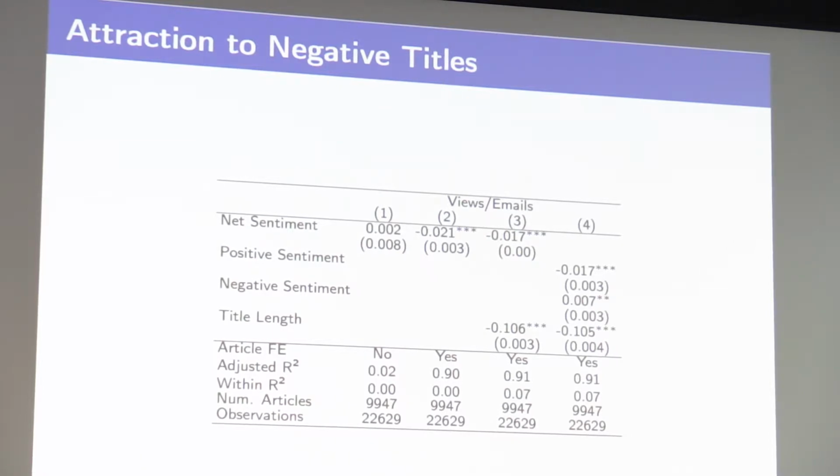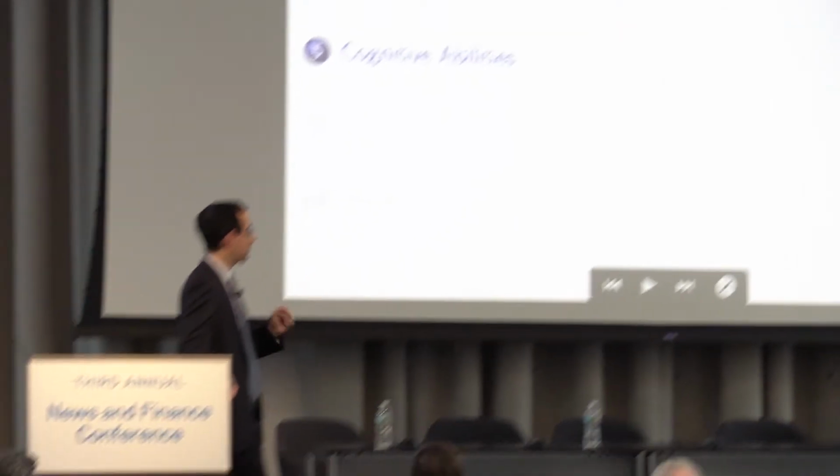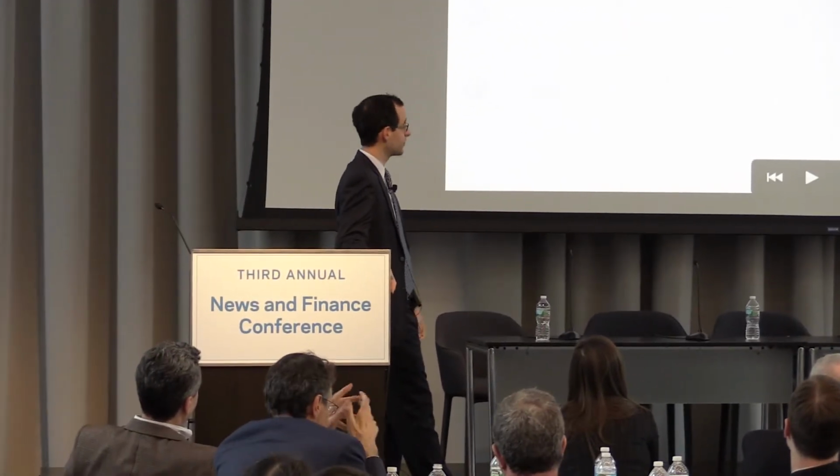I control for complexity in terms of title length, and what you see is the magnitude sort of decreases by about 20%. And if you look at the last column, positive words get less attention, negative words get more attention. Okay. So far I've showed you some results about complexity and sentiment. Now I'm gonna talk to you about how the sensitivities to these attributes vary with cognitive ability. So if we think that investors are very sophisticated, maybe it doesn't matter to them.